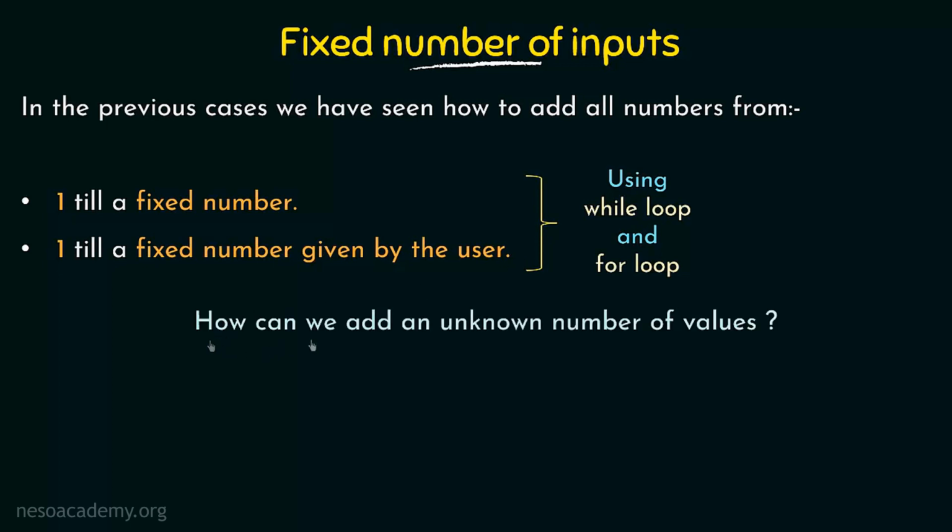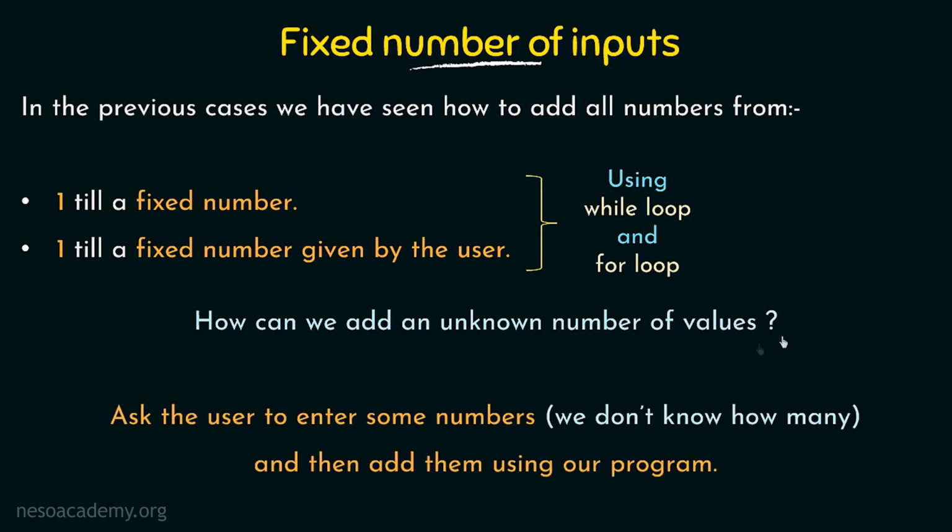Now the question is, how can we add an unknown number of values? That means we are going to get values from the user, but we are not sure how many values there are going to be. It could vary from time to time. So in that case, how are we supposed to add those values? We have to ask the user to enter some numbers, and we don't know how many numbers the user is going to enter, and then we add them using our program. This is what we have to accomplish, and we will see how we can do this using C++ programming.